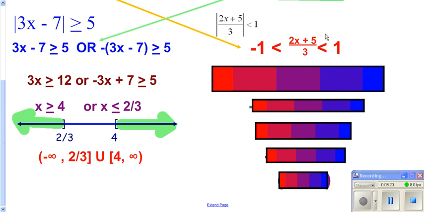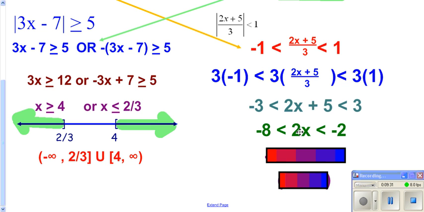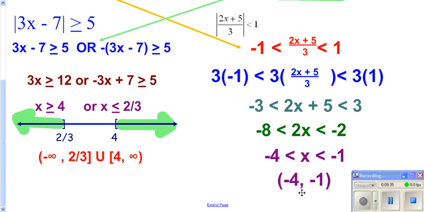Here you'd want to go ahead and multiply everything by 3 to get rid of the dividing by 3. So we get this. Now you want to get rid of the plus 5, so subtract 5. Now you want to get rid of the 2, so divide by 2. Now that as an interval is this here.